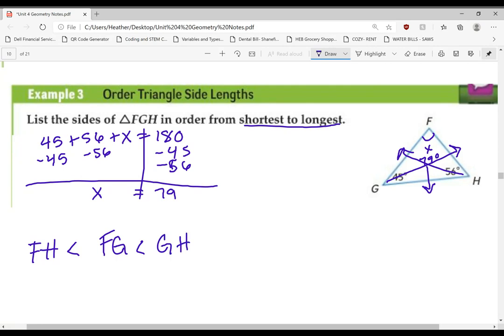And then if we were to write the angles there, we would see that we're correct, because FH is looking at angle G, which is 45, which is less than angle H, which is 56, which is less than angle F, which is 79. So this is our answer.